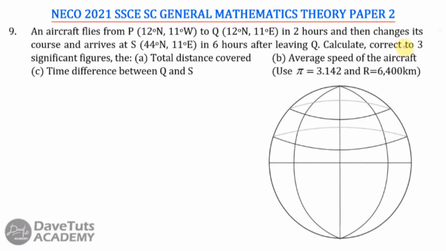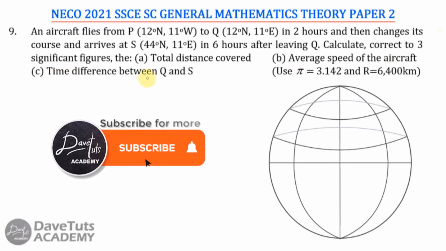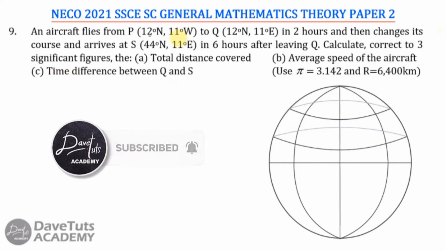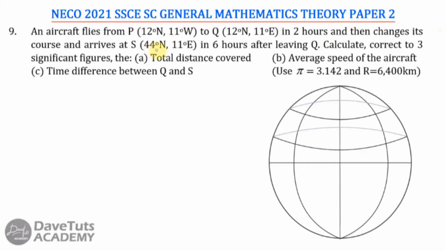Our mandate is to calculate, correct to 3 significant figures, first, the total distance covered, the average speed of the aircraft, and the time difference between Q and S. So let's try and locate the points P, Q, and S on our globe as given here.